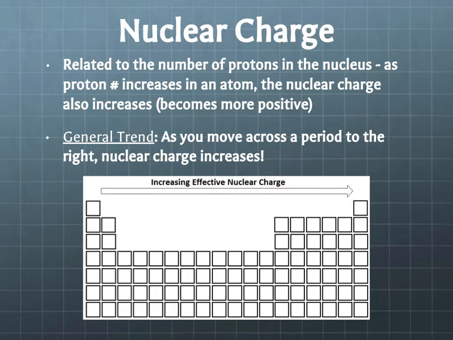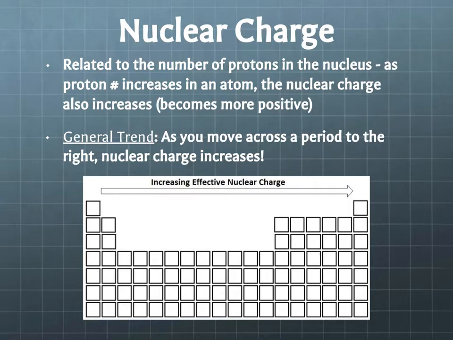Nuclear charge is related to the number of protons in the nucleus. Remember that protons are positive, and that positive things are attracted to negative things. We're going to be dealing with that concept this whole unit. Positive things attracted to negative things. What happens if one charge is bigger than the other? As the number of protons inside the nucleus of the atom increases, the nuclear charge increases.